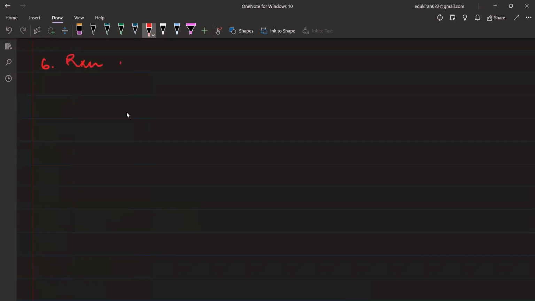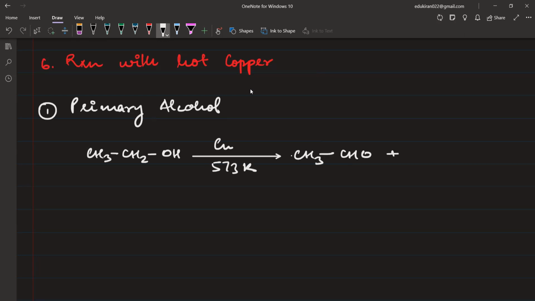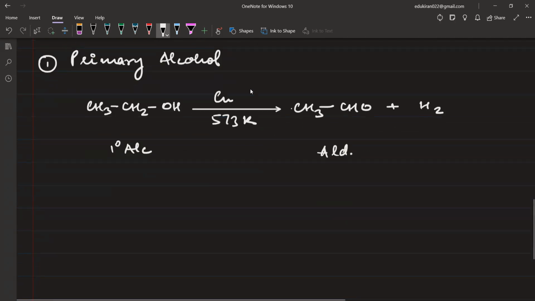Reaction with hot copper. Number one: when the reaction happens with primary alcohol. In primary alcohol, let's say example CH3CH2OH, when we have copper at 573 Kelvin, it converts alcohol to aldehyde with the same number of carbon atoms. So it will be CH3CHO, and it gives out H2 gas. So 1 degree alcohol gets converted to aldehyde. Please write these things with me.